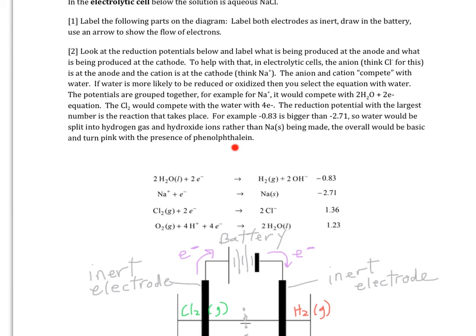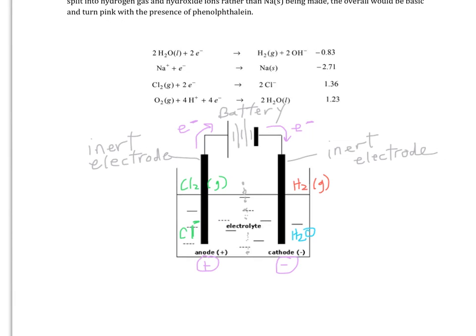If phenolphthalein were dropped in there, they might ask you to prove, how do you know that it's basic? So you look at this equation, you see that OH- is produced, and a telltale sign of a base is to add phenolphthalein, and it would turn pink. So we're going to look at these first 2 equations. So we pick between this one or that one.